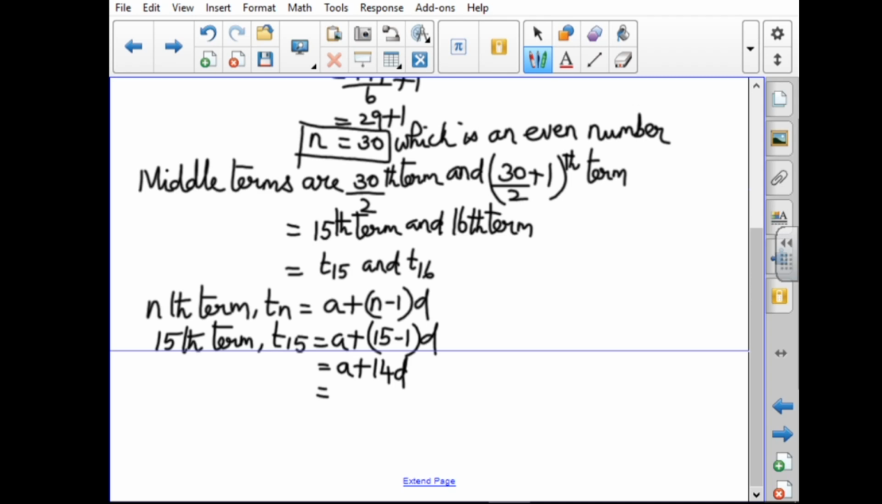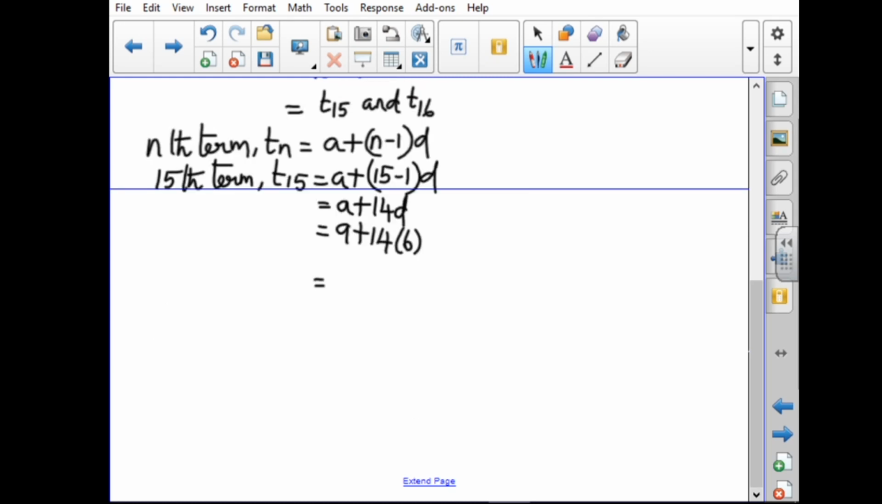The first term is given as 9, so 9 plus 14 into the common difference, which is given as 6, that is equal to 9 plus 84, since 6 4s are 24, 84. The answer will be 93. So T15 equal to 93.